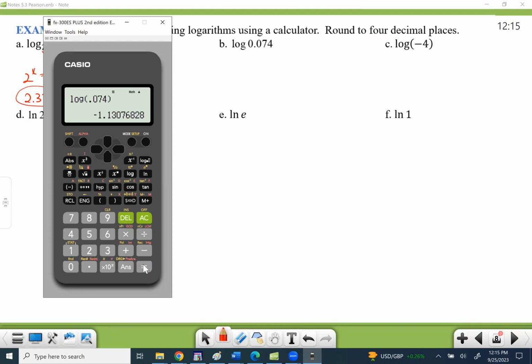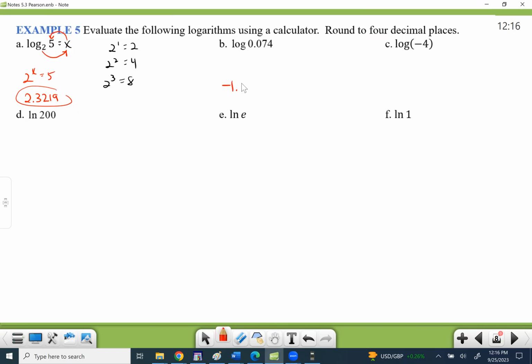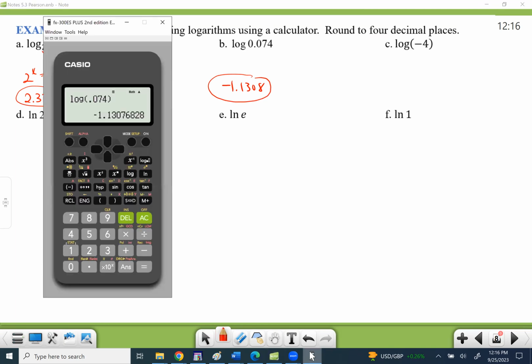All right, and we got to round to 4 decimal digits. 7 is in the 4th spot, so 6 will round it up to an 8. So negative 1.1308. Negative 1.1308. Let me just double check. I have a terrible memory. Yeah. All right, let's hit log of -4.